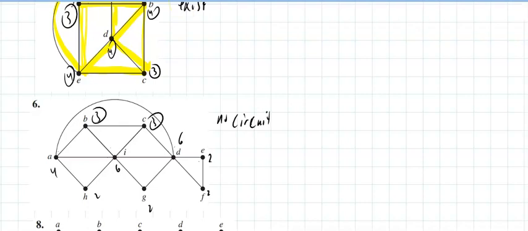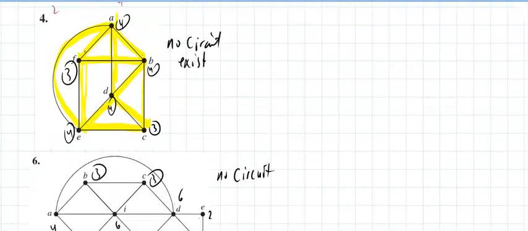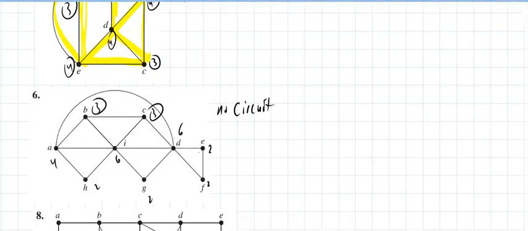Oh boy. I'll get it right the third time. Oh, does that look wrong? Okay, no circuit exists, but a path could exist as long as you start at one of those.